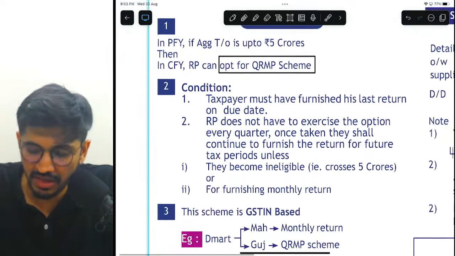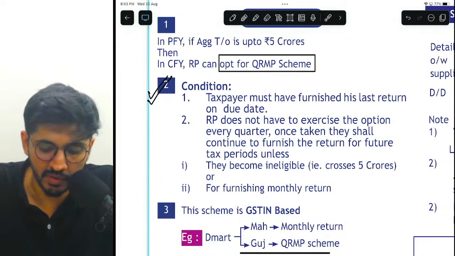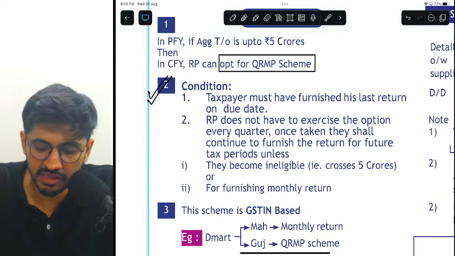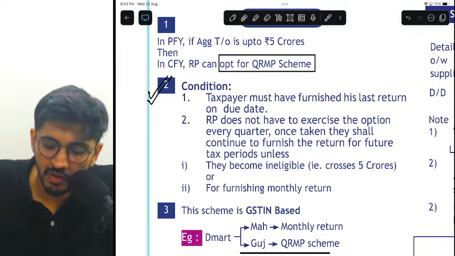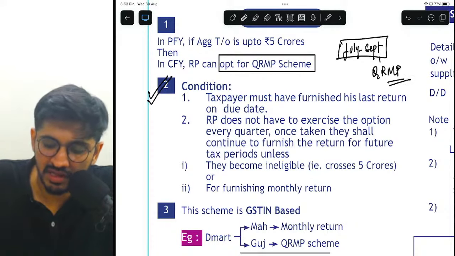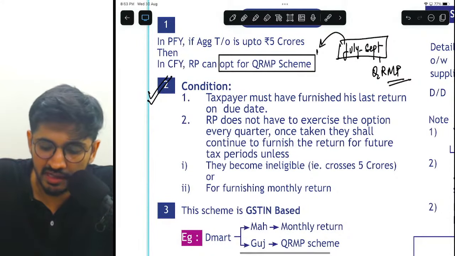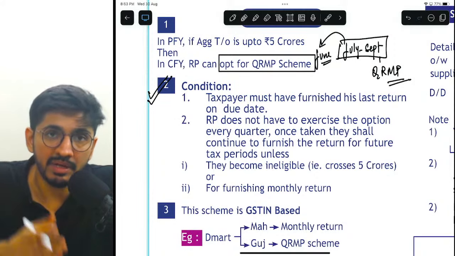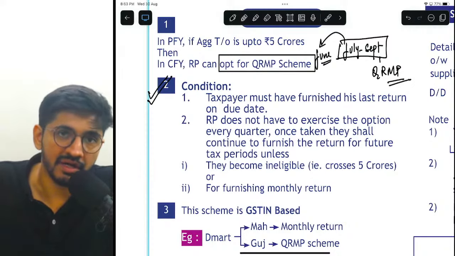Yes, sir. Okay. Now, understand what the conditions to be taken care of are. Condition number one: the taxpayer must have furnished his last return on the due date. So, for example, if you are targeting the second quarter, July, August, September, for the QRMP scheme, and till June you were paying on a monthly basis, April, May, June, that was how your return filing system was.